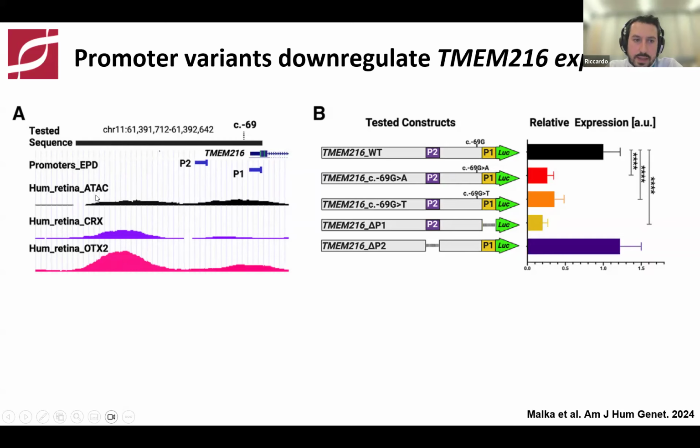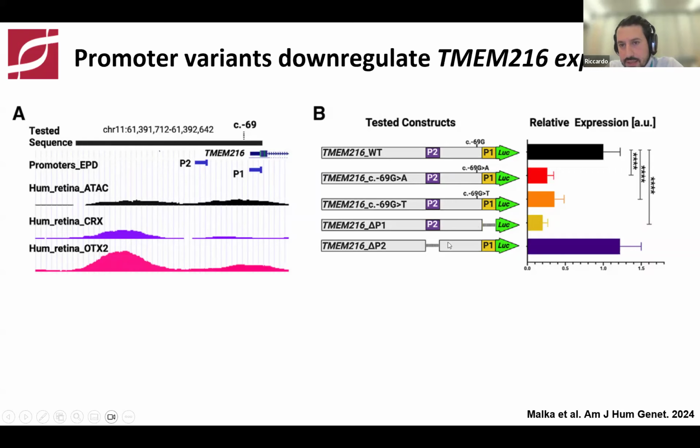For instance, here, which are ataxic region, and also these are traces that come from a conformational study using human retina, in which we know that this region here is predicted to bind the transcription factor CRX and the transcription factor OTX2. And we notice that this minus 69 or minus 216 was actually falling in the region of transcript regulation. So this was a nice thing to observe.